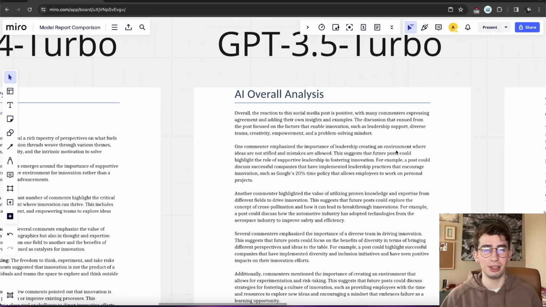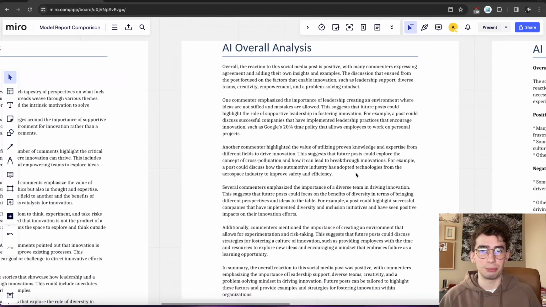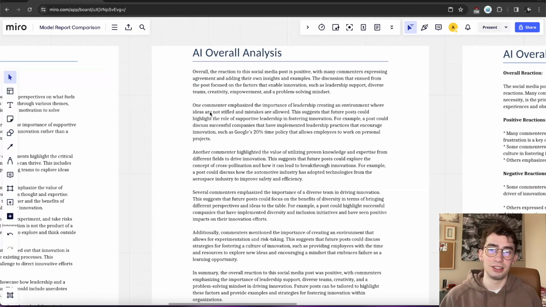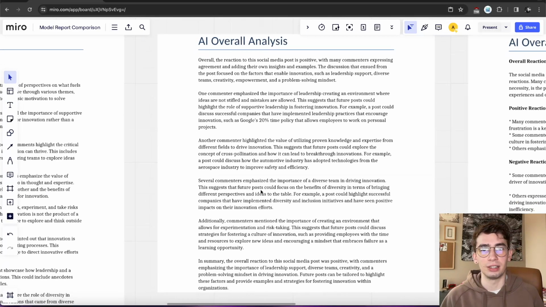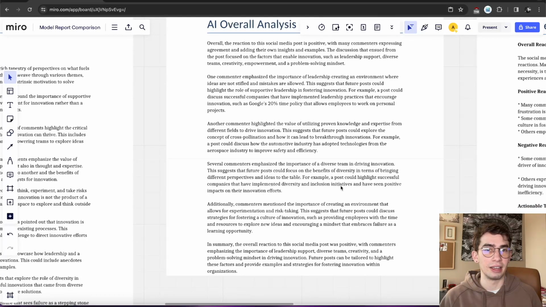3.5 Turbo had a little bit less structure to it, but it did have some actually good ideas within this big block of text. Pretty much all it did is emphasize what someone was saying and then directly suggest posts. So just to read this middle paragraph, it said, "Several commenters emphasized the importance of a diverse team in driving innovation. This suggests that future posts could focus on the benefits of diversity in terms of bringing different perspectives and ideas to the table. For example, a post could highlight a successful company that has implemented D&I initiatives and has seen positive impacts on their innovation efforts."